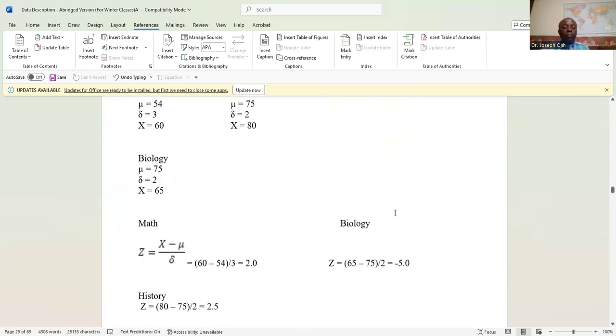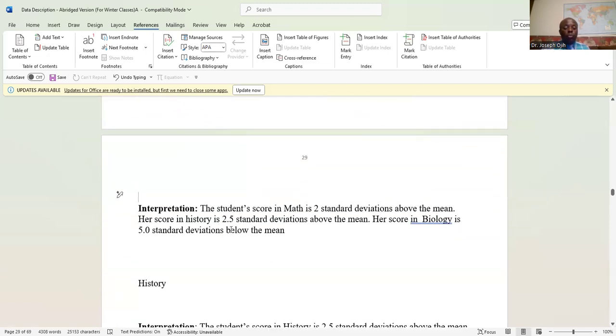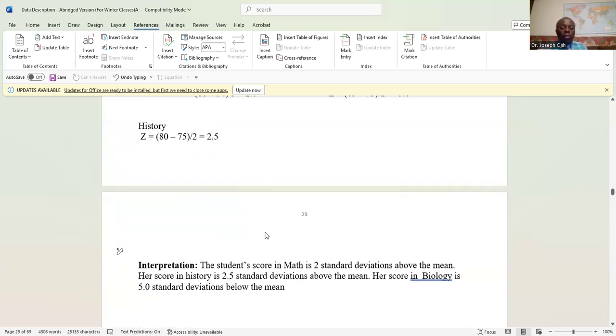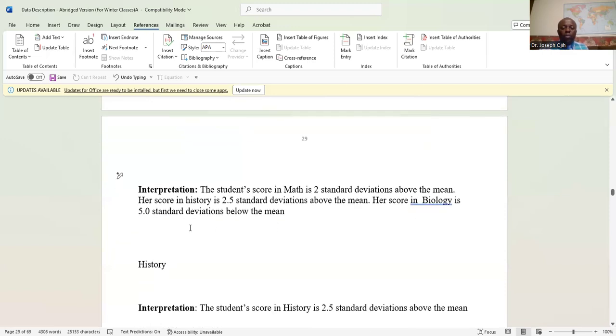For history, he scored 2.5. So the score is 2.5 standard deviations above the mean because it's positive. And her score in biology is -5.0. That means his score is 5.0 standard deviations below the mean.